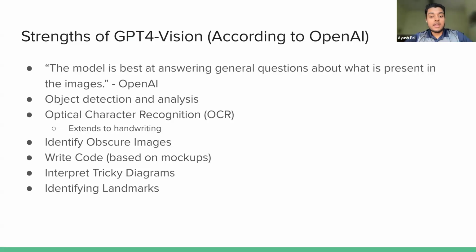The API also really stands out in interpreting tricky diagrams, from technical schematics to complex flowcharts, making it a really valuable tool for students and professionals. And lastly, the identification of landmarks allows for an enhanced understanding of geographical and historical context, providing an educational tool that's both informative and engaging.